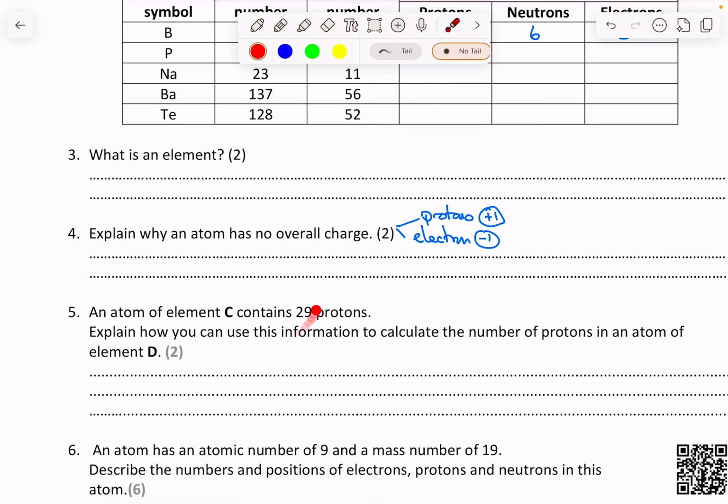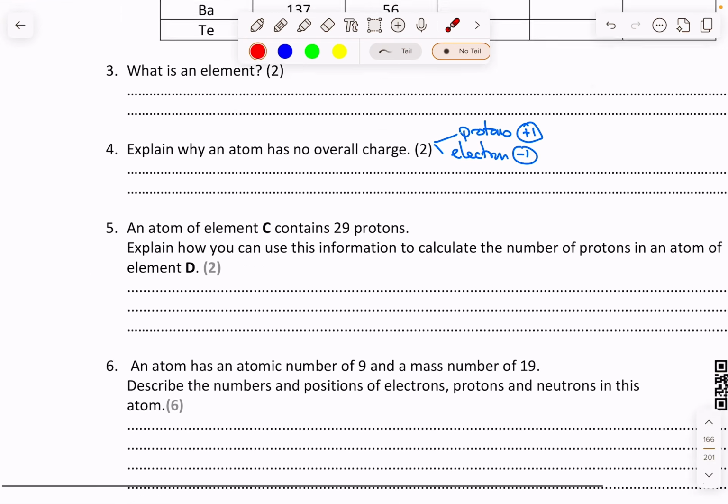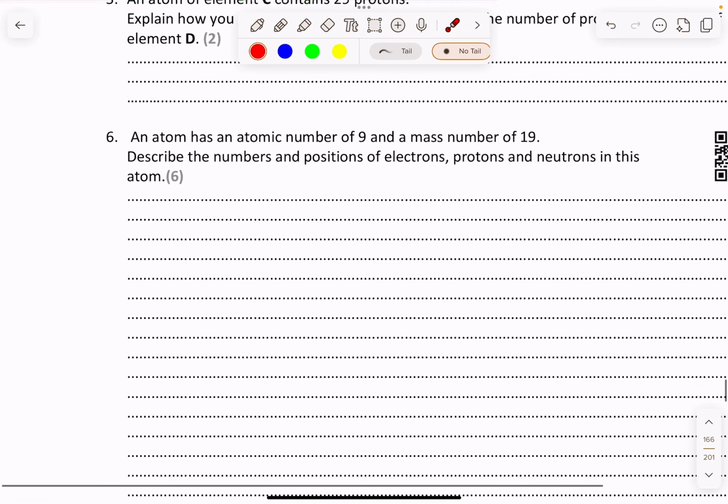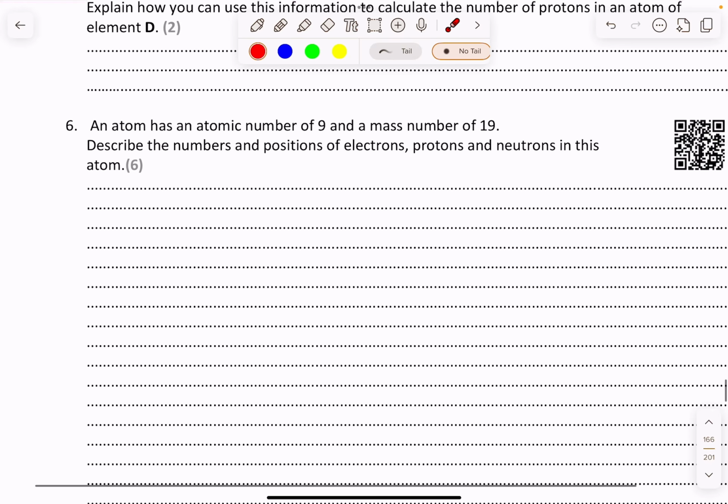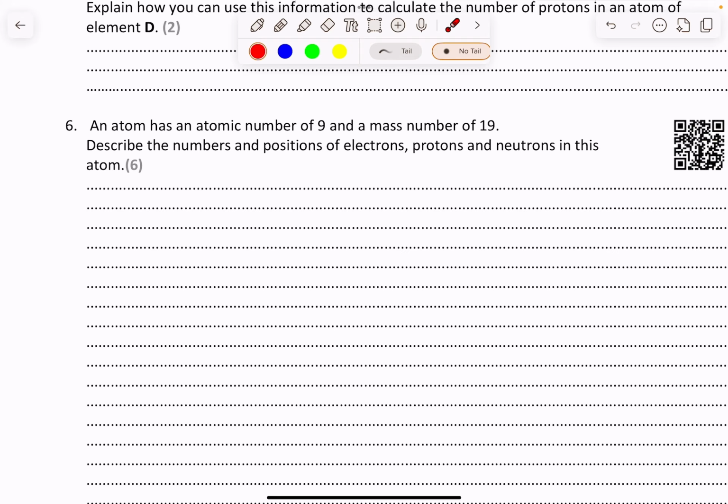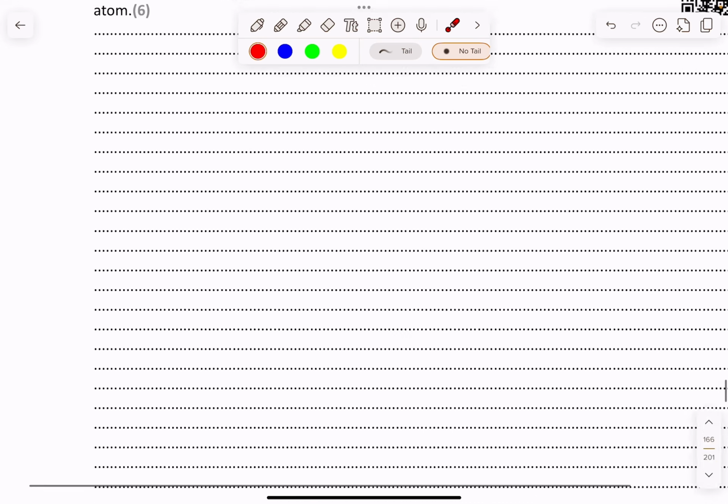This question here, I've noticed has got some information missing, so I'm not going to worry too much about that one at the moment. Okay, here you've got to describe the number of positions of electrons, protons, and neutrons in this atom. I think you've got a QR code here anyway, but you need to have a go at this one using the information that you have completed already.